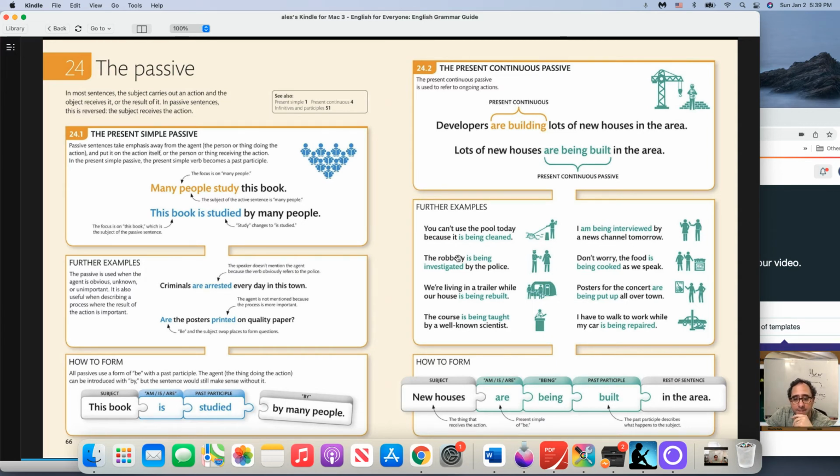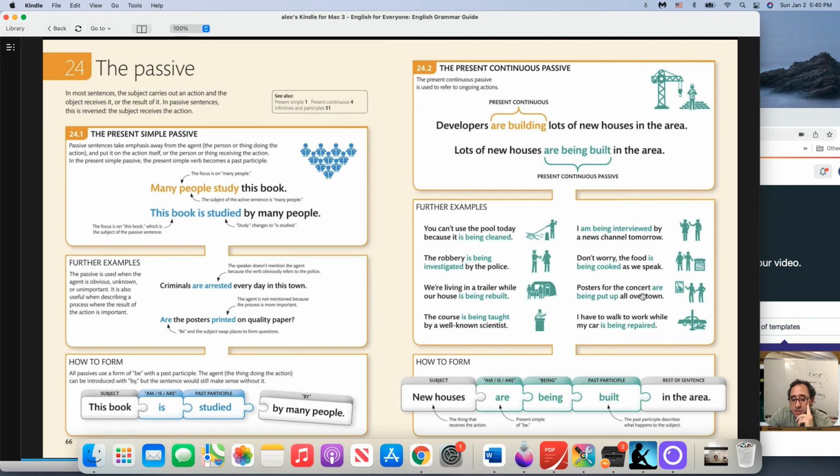Okay, the robbery is being investigated by the police. What's being investigated? The robbery is. Don't worry, the food is being cooked as we speak. Is the food ready? Don't worry, the food is being cooked as we speak. Who's cooking it? Who cares? Just put the food in front of me. We're living in a trailer while our house is being built. Who's building it? I don't know.